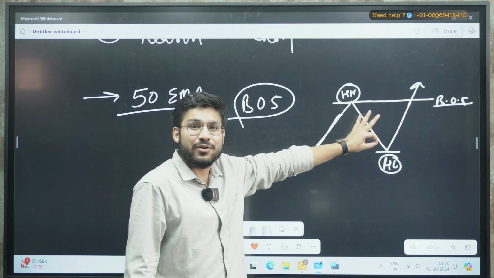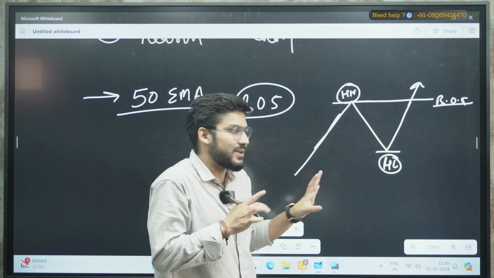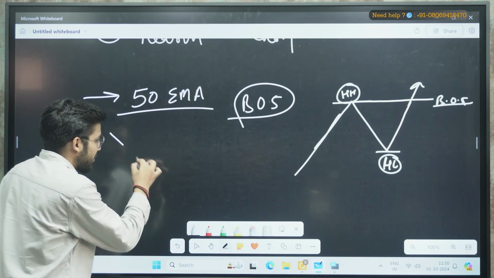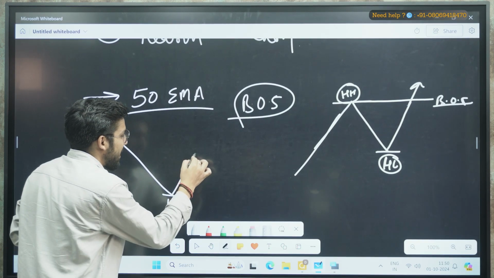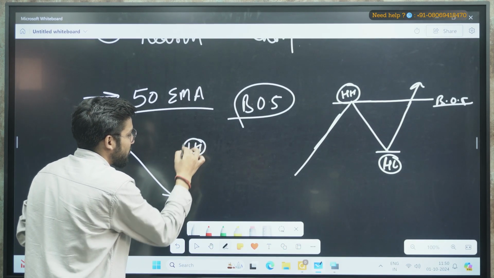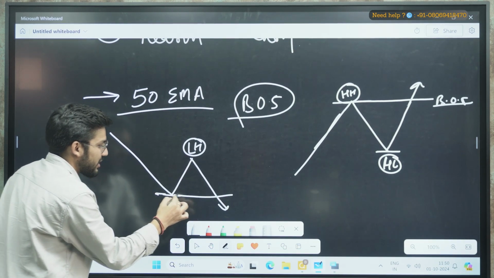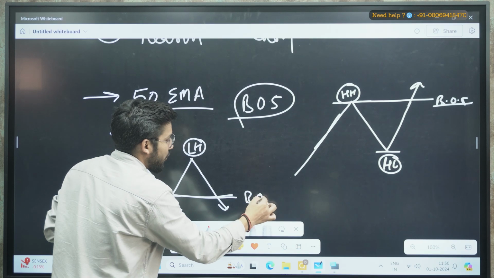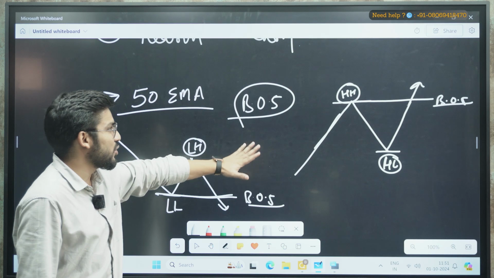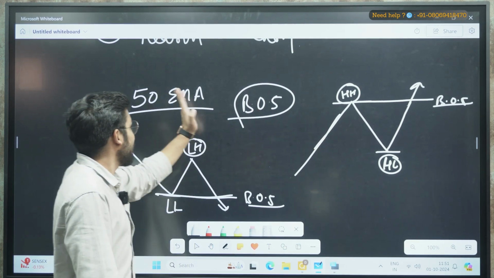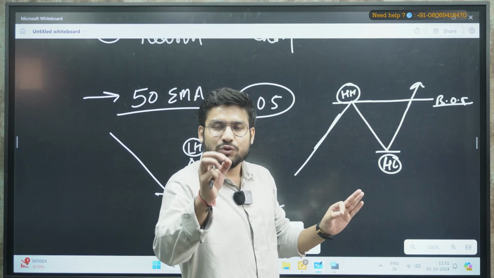You need to have the knowledge of this because we are using this in our strategy as well. Now similarly, if there is a downtrend market, this is your lower low. Then your market reverses back and makes a lower high at this point. Now if your market again breaks this point or this line, this is your breakout of structure. I hope it's clear, okay? We are going to use this thing and mix it with the 50 exponential moving average. I will explain it well when we go to the application, and everything will become clear.